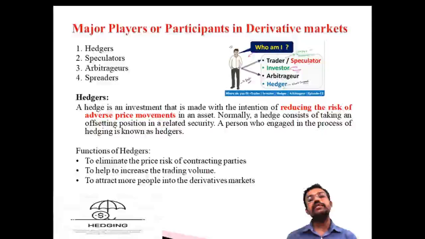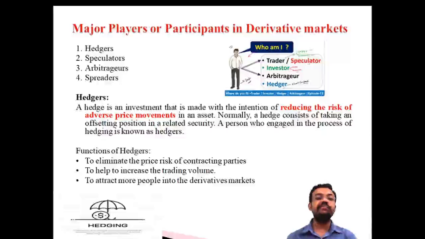That means you are reducing the risk, and those who are reducing the risk are known as hedgers. So hedgers are a category of person who always reduce the risk, and a person engaging in the process of hedging is known as a hedger. That is the first category of person, the hedger, who reduces the risk in the transaction or reduces the risk of adverse price movement.